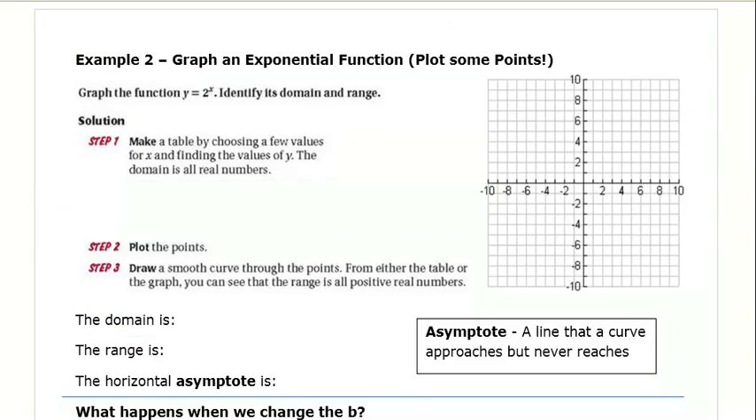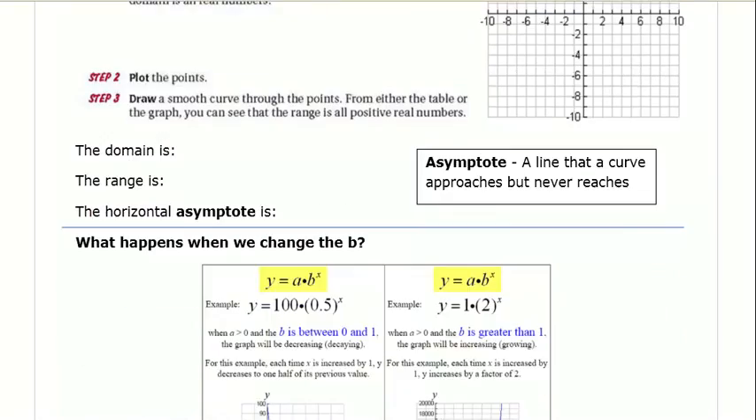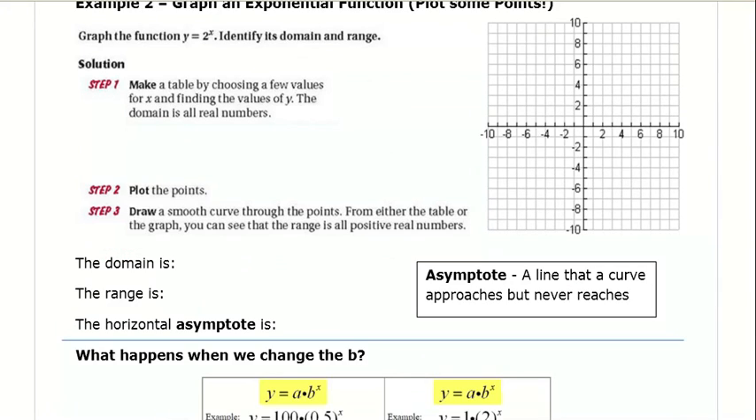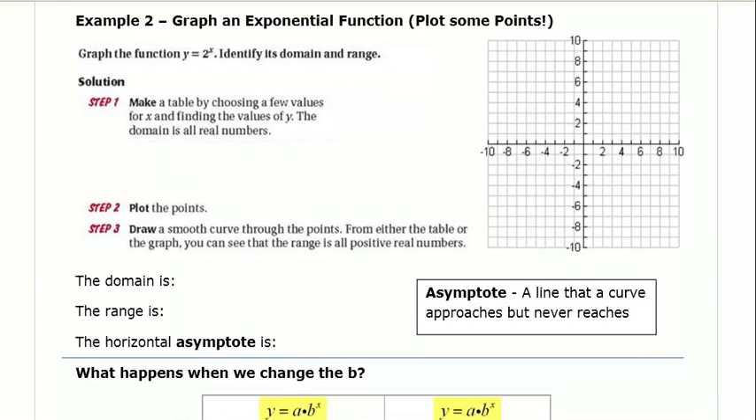Okay, let's look at the graphs of these. Turn the paper over. Okay. And there's really no good way to graph these except by plotting some points.